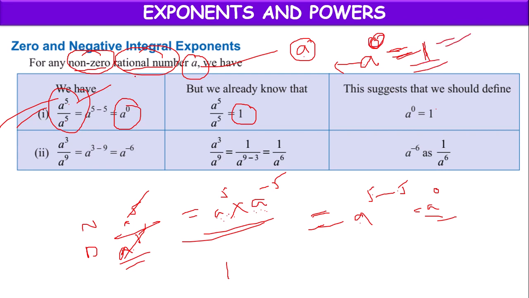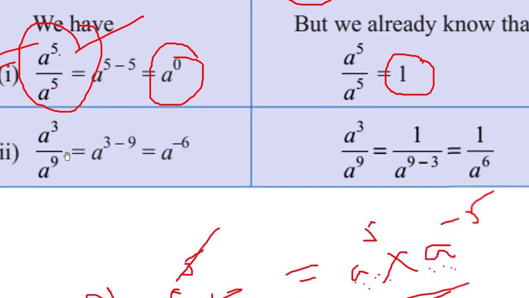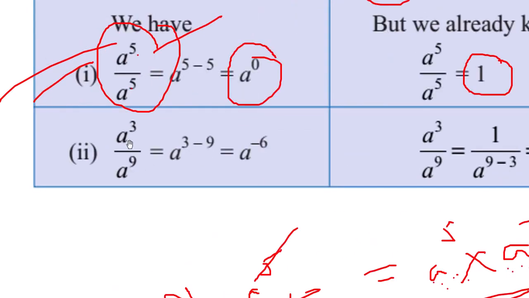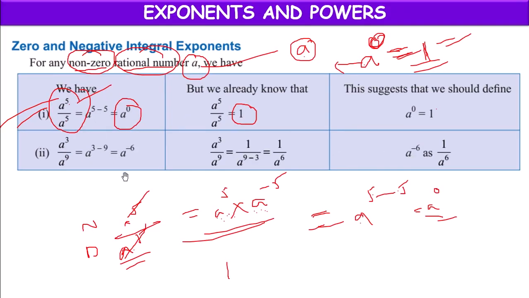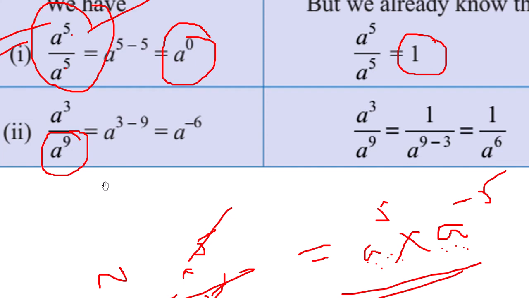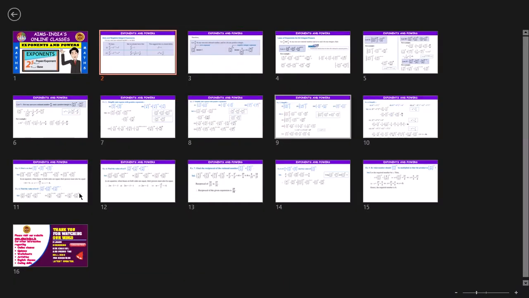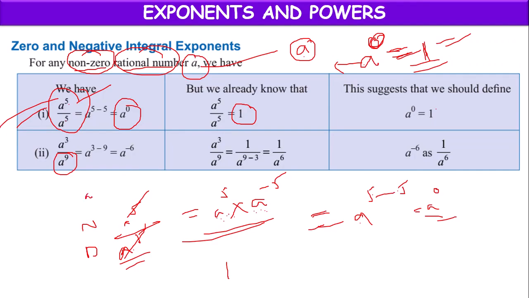Okay. So next, suppose we have a question like this: a to the power of 3 by a to the power of 9. In the denominator part, we have a to the power of 9. If we take it to the numerator part, what will it become? a cube into a to the power of minus 9. Like that we can write.